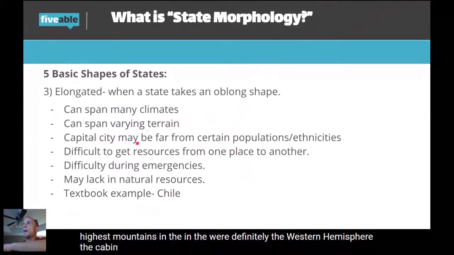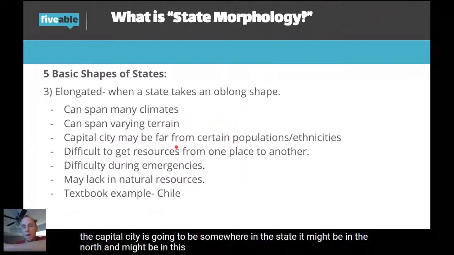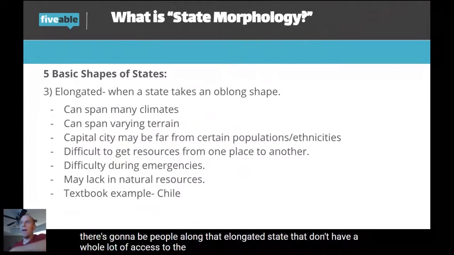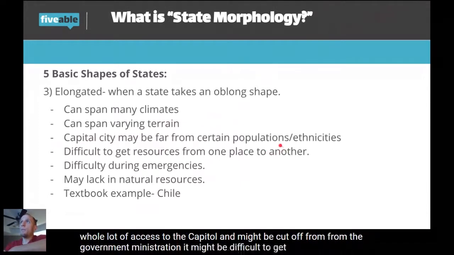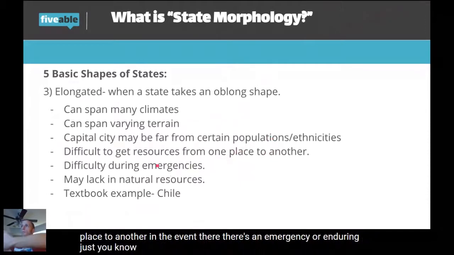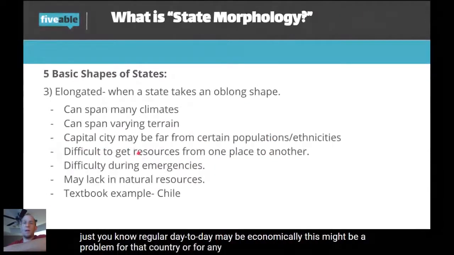the Western Hemisphere. The capital city is going to be somewhere in the state. It might be in the north, it might be in the south, it might be in the dead center, but there's going to be people along that elongated state that don't have a whole lot of access to the capital and might be cut off from the government administration. It might be difficult to get resources from one place to another in the event there's an emergency, or during just regular day-to-day. Maybe economically this might be a problem for that country or for an elongated state.